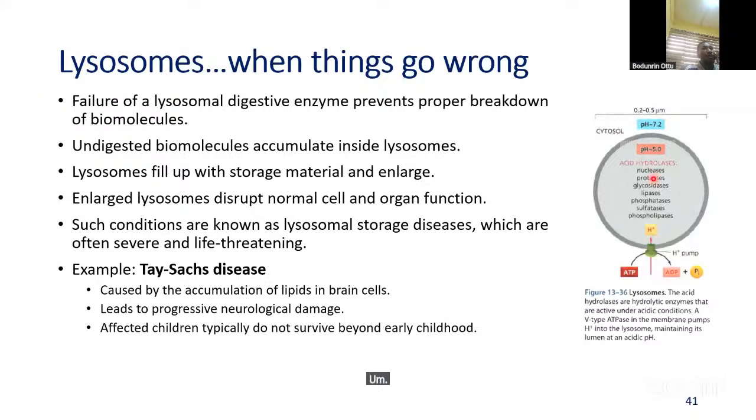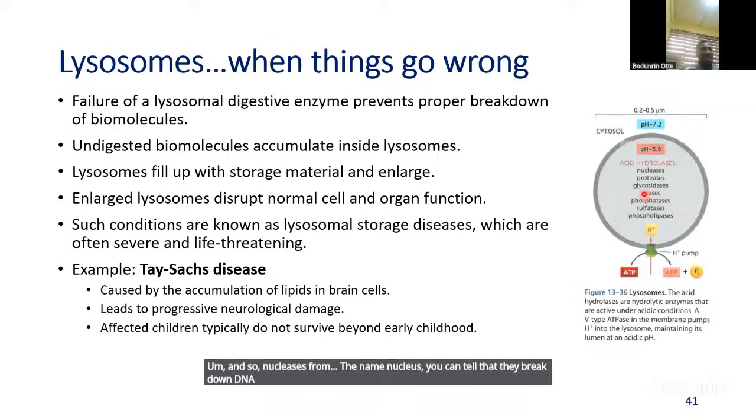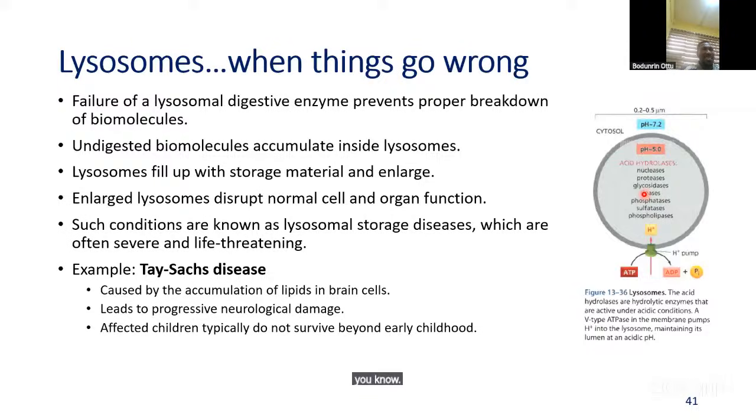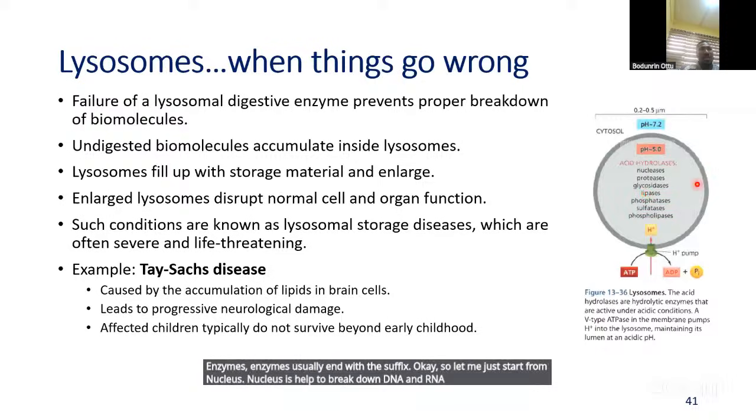And so nucleases, from the name nucleus, you can tell that they break down DNA and RNA. So nucleases are DNAses and RNAses. Enzymes usually end with the suffix ASE, like amylases. Okay, so let's start from nucleases: they help to break down DNA and RNA. Proteases help to break down proteins into amino acids.